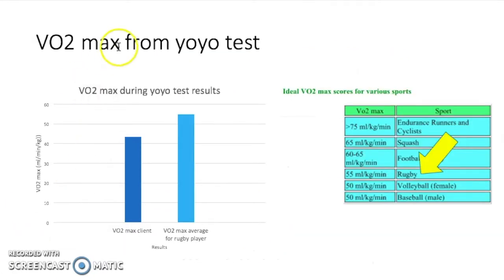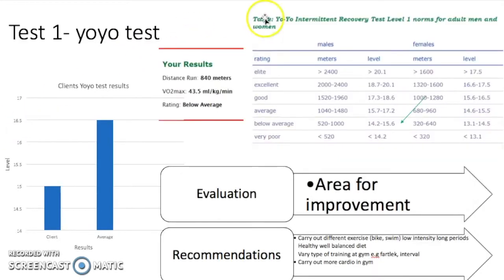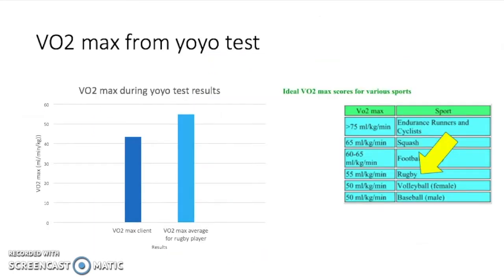So VO2 max. I'm going to talk about the VO2 max that he got in his test. As we can see here, he got 43.5. Your VO2 max is basically the person's maximal oxygen uptake. So it's the amount of oxygen a person can take in and, most importantly, use during intense exercise. This measurement is usually used to find out the aerobic capacity or endurance of a person before or during exercise. So my client got a reading of 43.5.